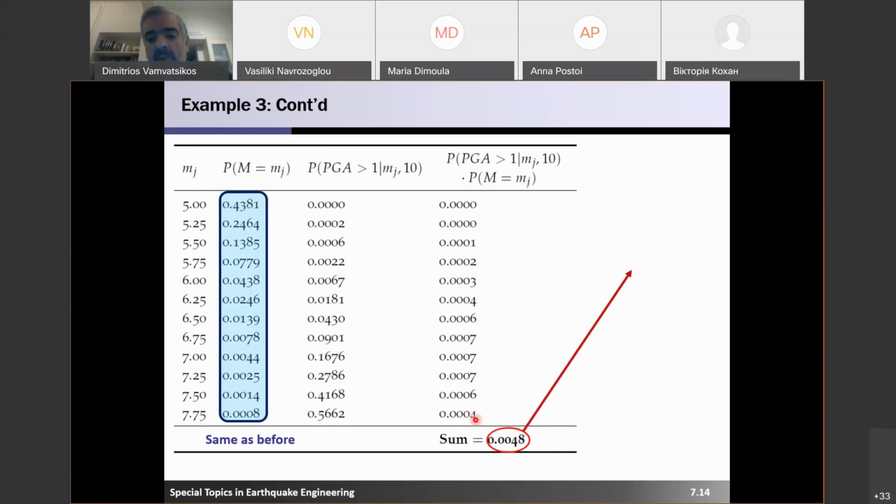You multiply those, and you sum those together, and you get that your probability of exceeding a PGA of 1G is just 4.8 in 1,000. That's very low, but still doable. Your rate, you have to multiply by 0.002, and then you go to 9.6 times 10 to the minus 5. That's a small number, but we expect that 1G is, again, city changing.